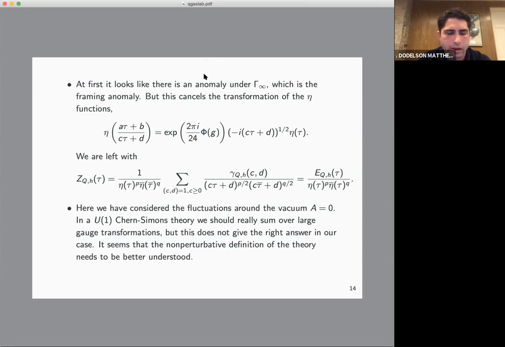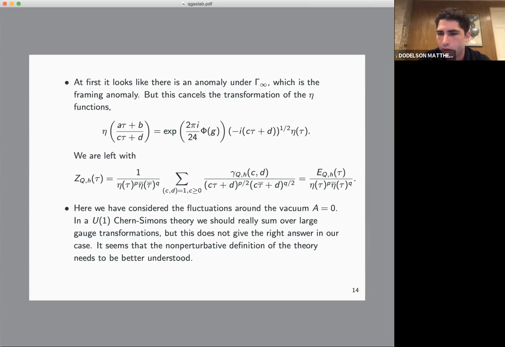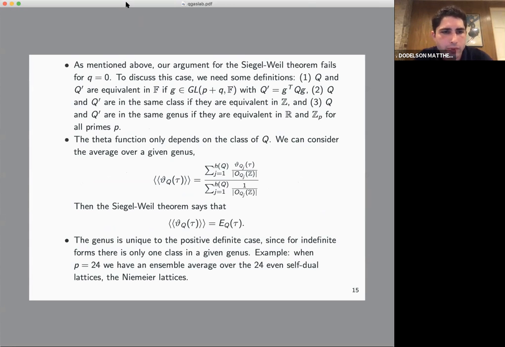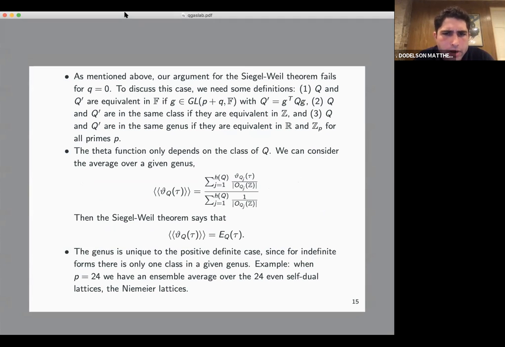Okay, so that was the matching of the bulk to the boundary. Any questions at this point? Okay, so now I said I need to treat the positive definite case differently. So this involves some actual number theory. I need some definitions.